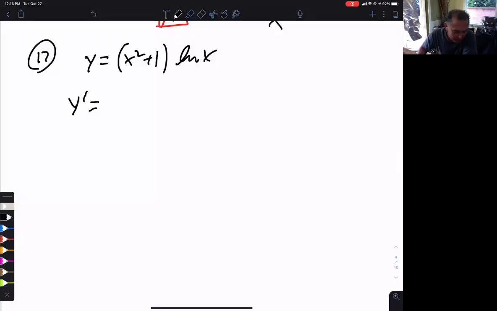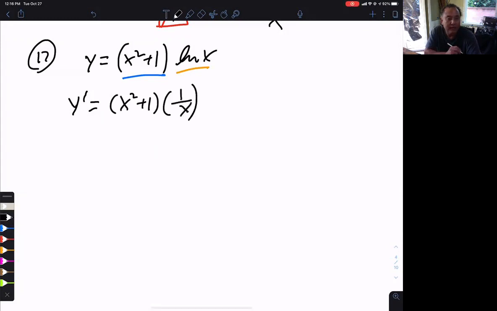Number 17 from 3.8. What you should notice is you have a product. Two things are being multiplied. So we have to use the product rule. So the derivative, you leave the first alone, and you take the derivative of the second, but the derivative of the second is just 1 over x. And then you take the derivative of the first, which is just 2x, because power rule there, it's 2x, that's 0. And then you leave the second alone.